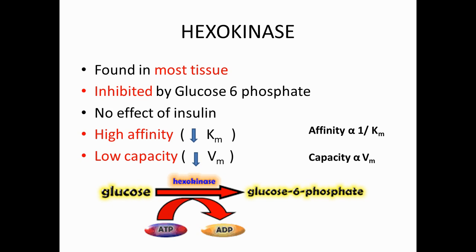If there is a high level of glucose 6-phosphate, it will inhibit hexokinase, so this process will be stopped. It is not affected by insulin, and it has high affinity. It means that even if there is a low level of glucose in the tissue, it will work fine. But it has low capacity. It means that it cannot work at a high velocity for a long period of time. That's why there is low Vmax and low Km.